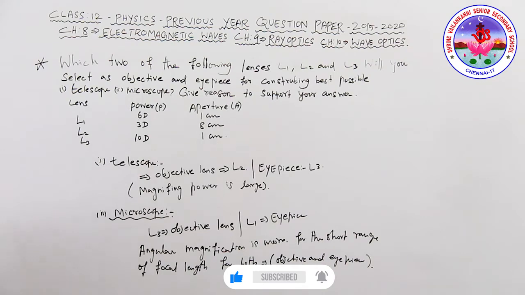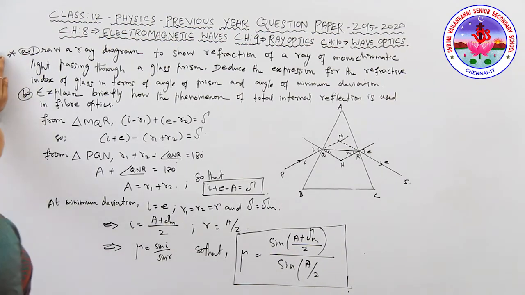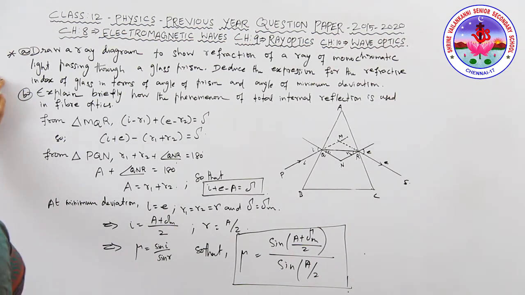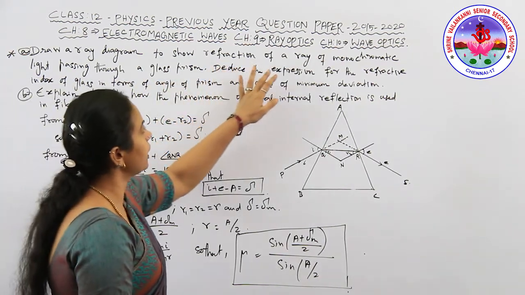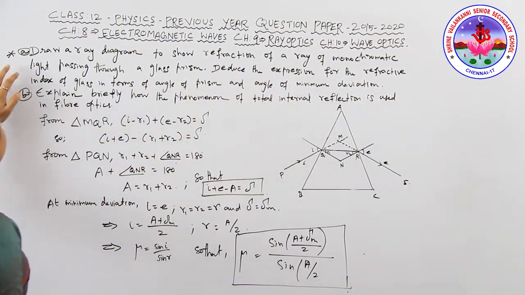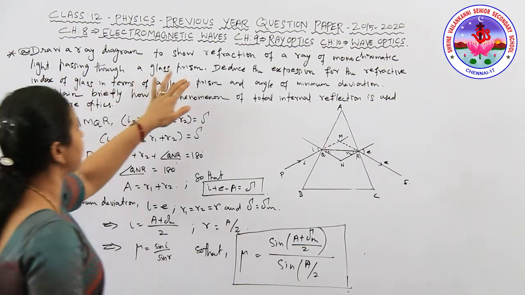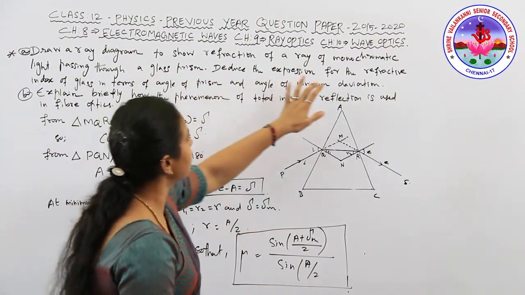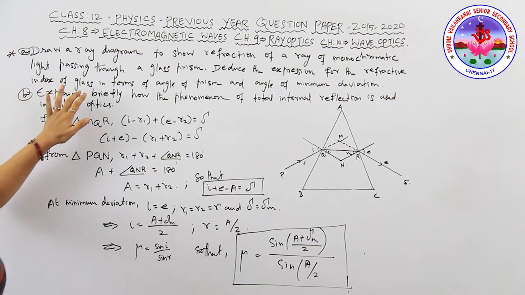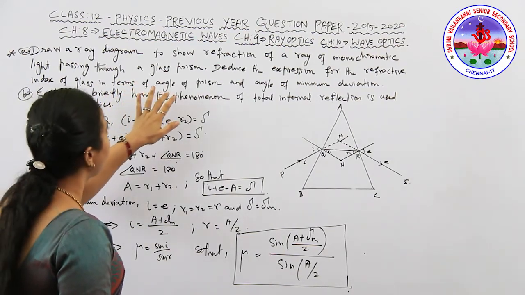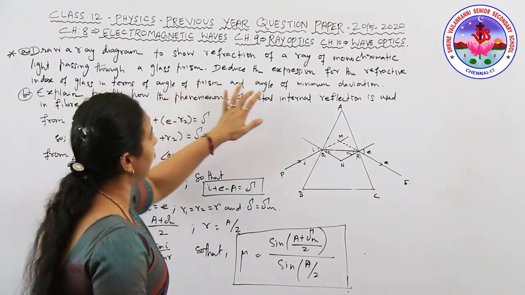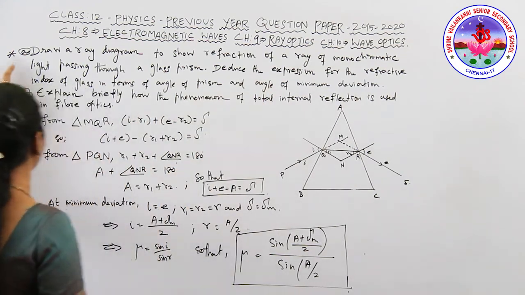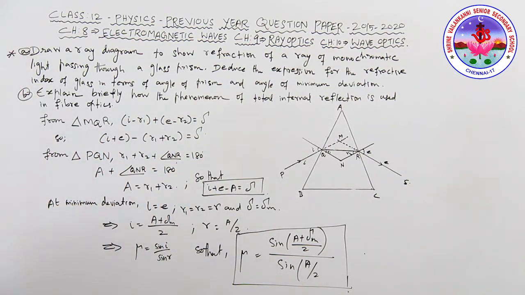Yes, the question has 2 subdivisions. Subdivision A: draw a ray diagram to show refraction of a ray of monochromatic light passing through a glass prism, and deduce the expression for the refractive index of the glass in terms of the angle of prism and the angle of minimum deviation. So this is the first part of the question. First we will explain it.